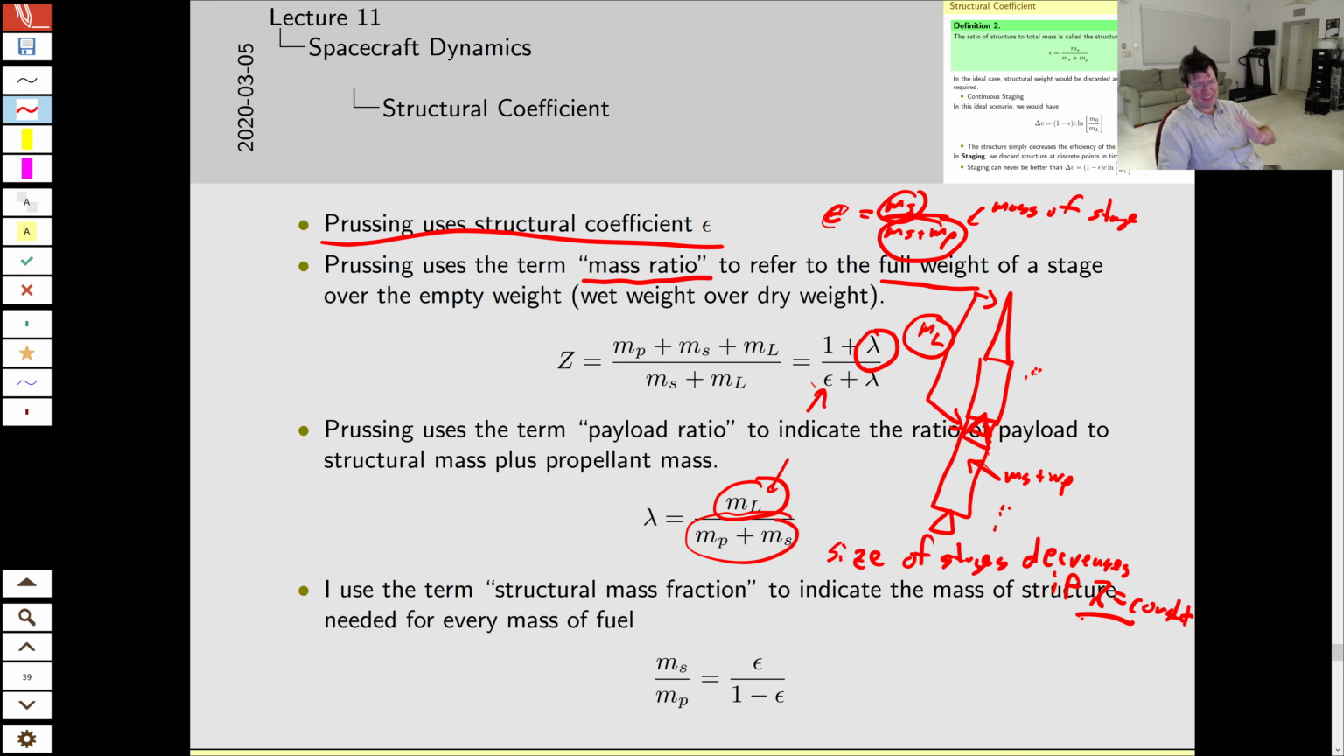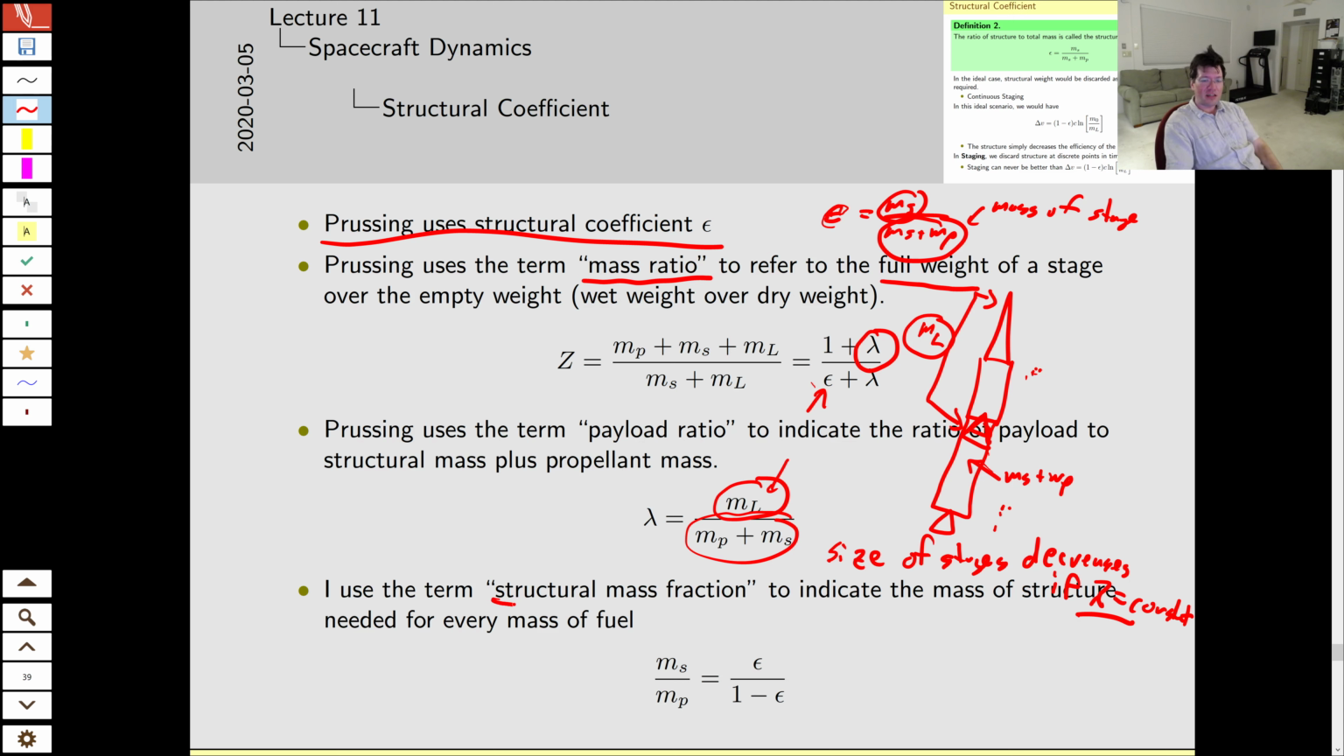We find that it's somewhat optimal to choose a particular constant payload ratio. Again, it's a parameter which can be optimized, and I think there's a homework problem where we're looking for optimal payload ratios.